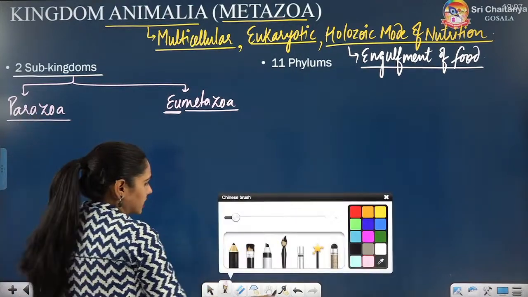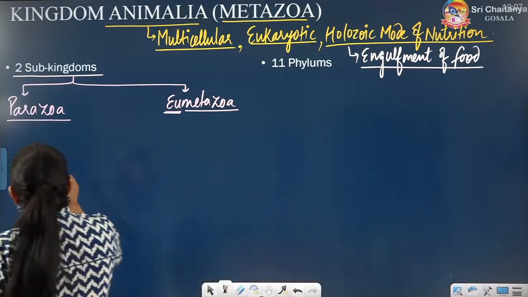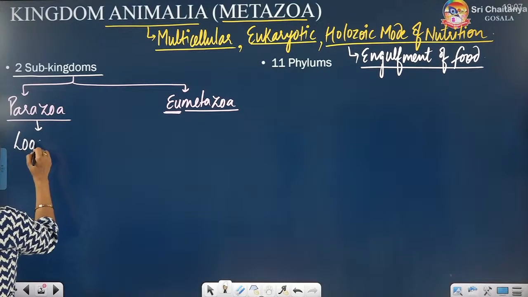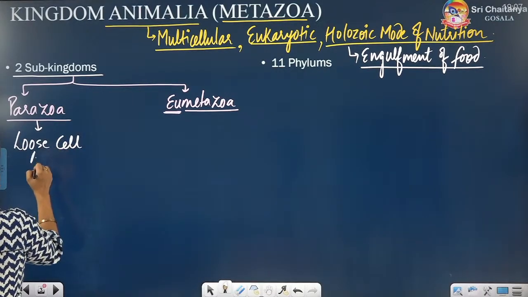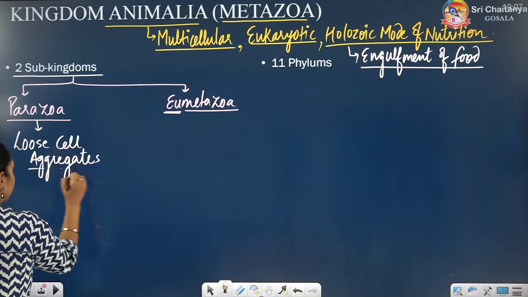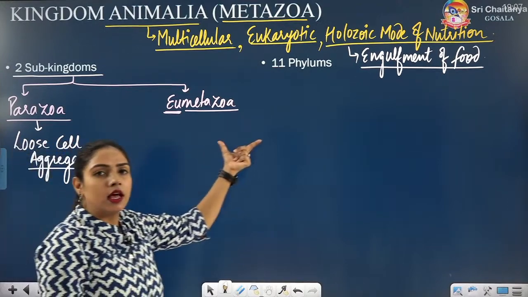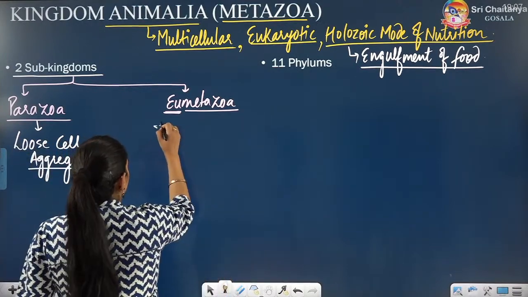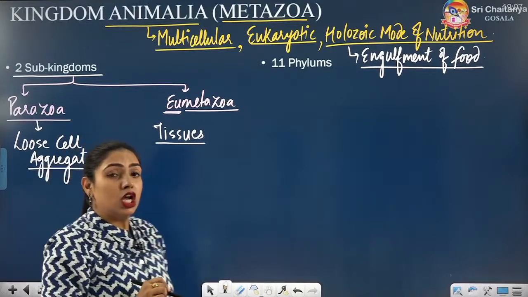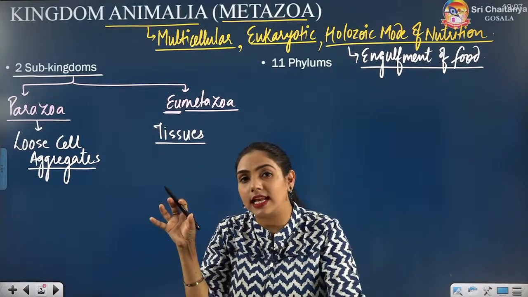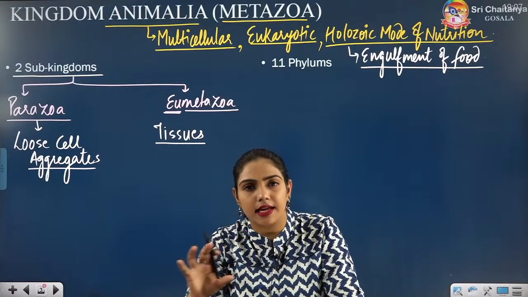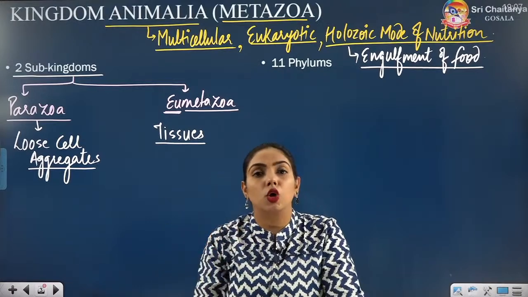So what is the difference in the arrangement of cells? If you see the animals of parazoa, they are just loose cell aggregates. They have not formed any tissues. But if you see the animals in eumetazoa, they have formed tissues, everyone. So what is the difference between loose cell aggregates and tissues? Tissue is also a group of cells. Loose cell aggregates, that kind of body is also a group of cells.